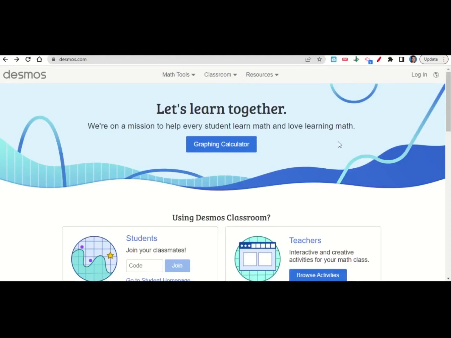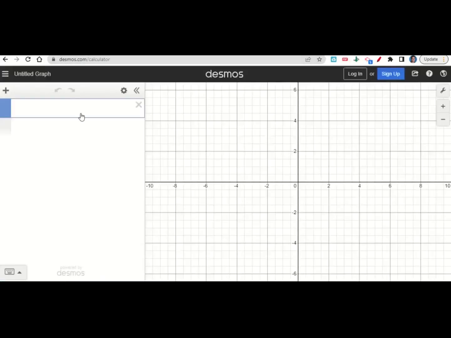Let's take a look now at how we can use Desmos to graph any function. In order to do that, we're going to go to desmos.com and go to Graphing Calculator. Here we can type in an equation. Let's say that we have a linear function, which is y equals 2x minus 5. And notice it graphs it for us. It creates this graph here.